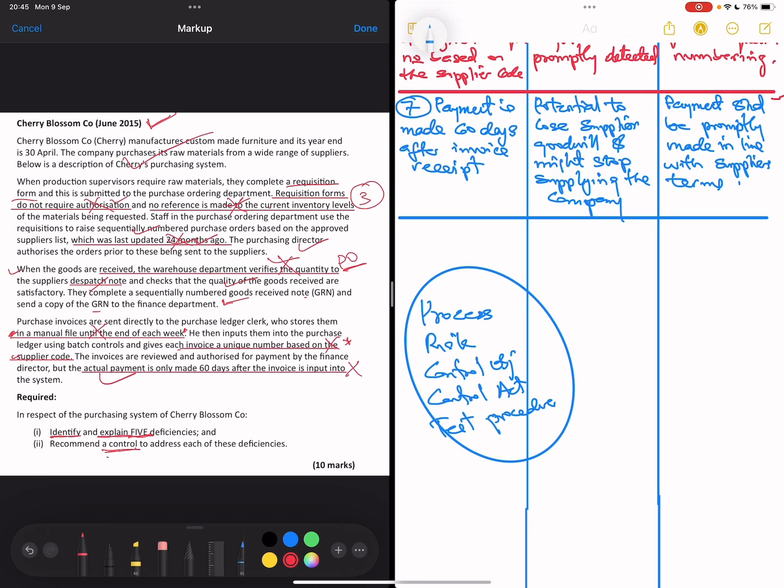So please revise those process, and every time you are approaching a question, think about the process, think about what can go wrong, think about what you want to achieve, how you want to achieve it, and how auditors might test that control.